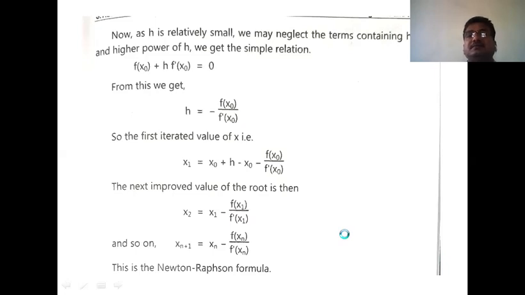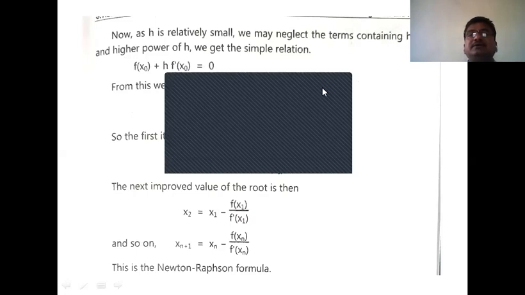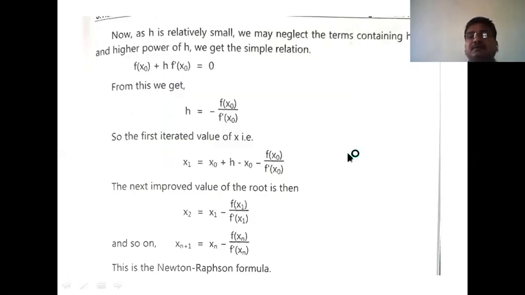Here, my Microsoft PowerPoint is not supporting properly. That's why there is waiting.